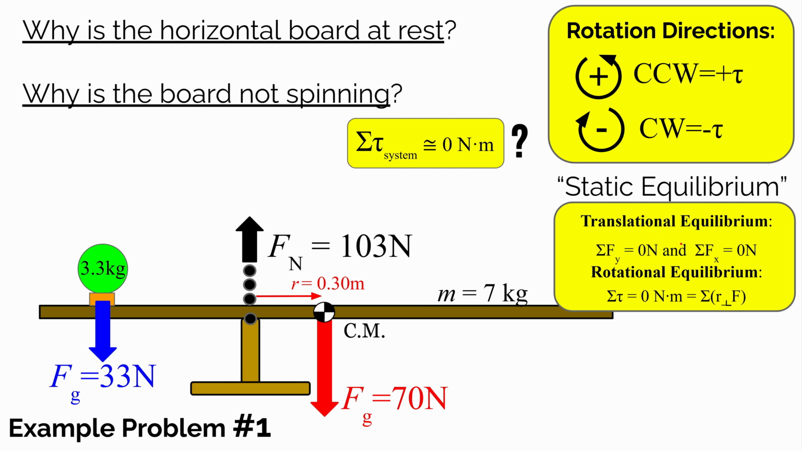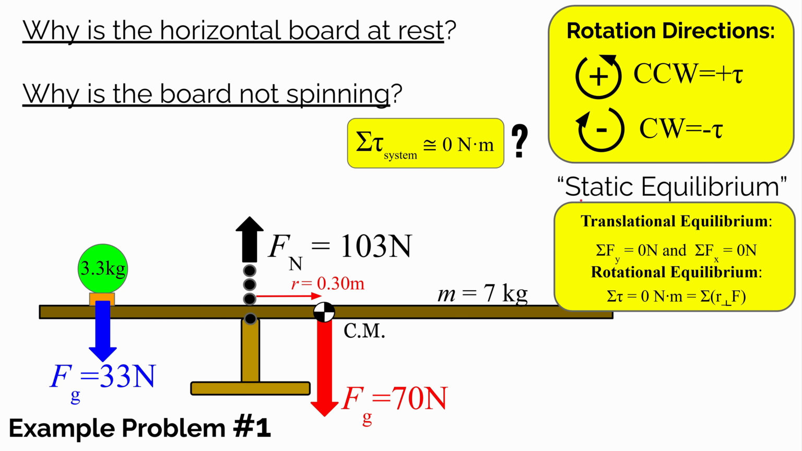If the torques are balanced, in this case when the board's not rotating, we're going to find out, are the torques actually balanced? We say that the board is in rotational equilibrium. So the sum of the torques exerted by any forces would be 0. So we're going to find out, is the sum of the torques 0? Is it 0 newton meters? This board that's not moving and not spinning, we would say is in static equilibrium.